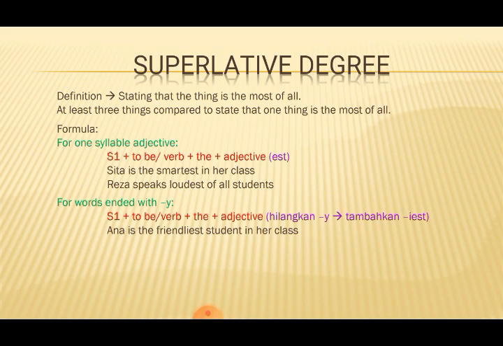Anna is the friendliest student in her class. Anna adalah siswi paling ramah di kelasnya. The original form of the word friendliest is friendly and it is ended with y. Bentuk asli dari kata friendliest adalah friendly dan diakhiri dengan huruf y. Jadi kita menghilangkan y-nya dan menambahkan ist pada kata friendly.